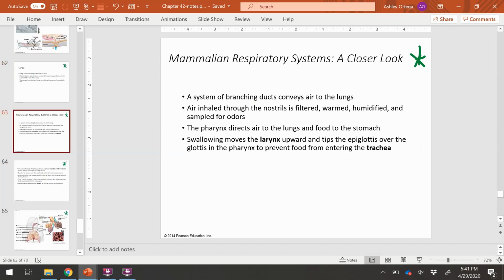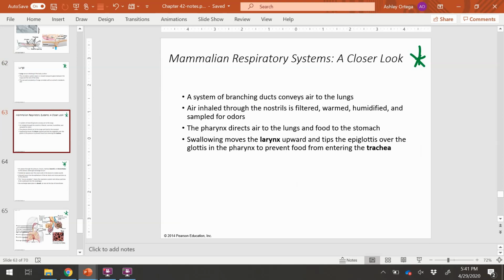And so we're going to take a look at the respiratory system for humans. So looking at how air is inhaled through the nostrils, this will be filtered, warmed, humidified, and sampled for odors before it goes to the pharynx, which will direct the air to the lungs through the larynx region.